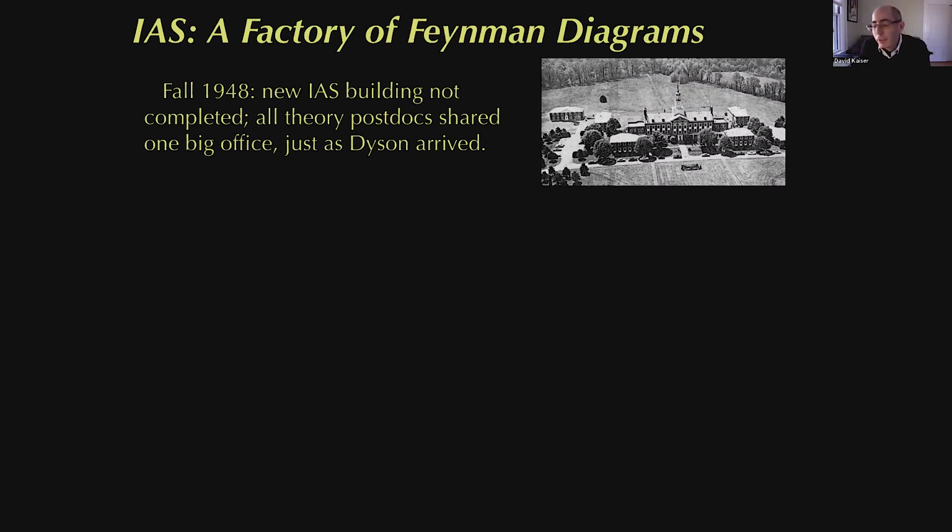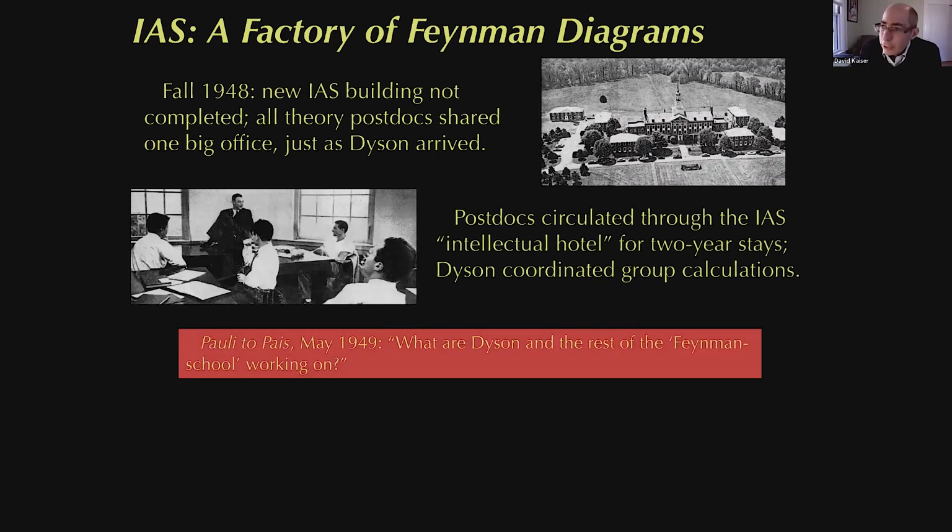Oppenheimer was in Europe for much of that fall. So they were literally kind of sharing desk space. They were completely kind of elbow to elbow informally sharing space. And then the postdocs would circulate through what Oppenheimer loved to call his intellectual hotel. You don't move there, you stay there for a visit and then you go somewhere else. They would tend to stay for 2-year stays. And while they were there in these early years, Dyson would coordinate these kind of little teams or groups of calculations because he was coaching them in these new techniques for the Feynman diagrams. And again, the word of that began to spread.